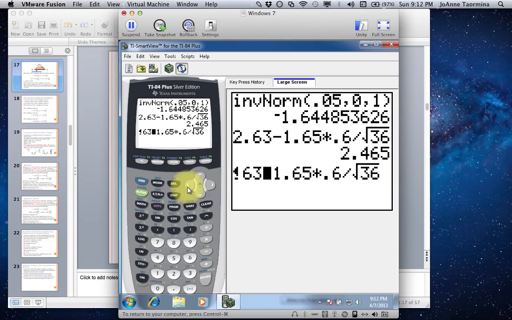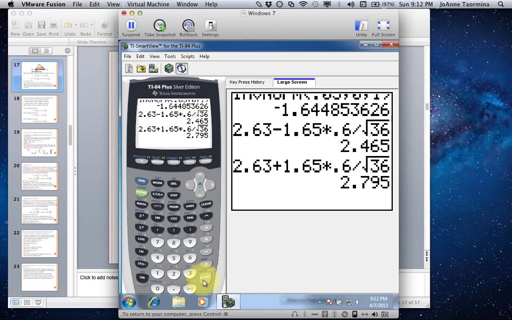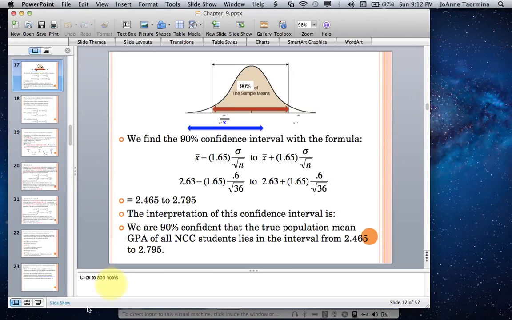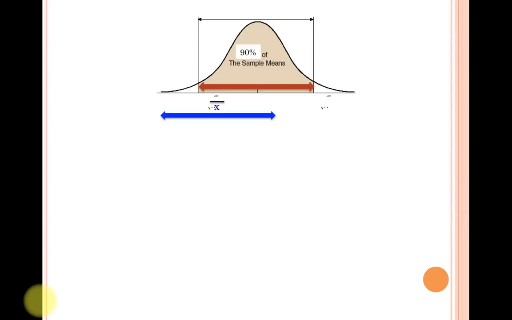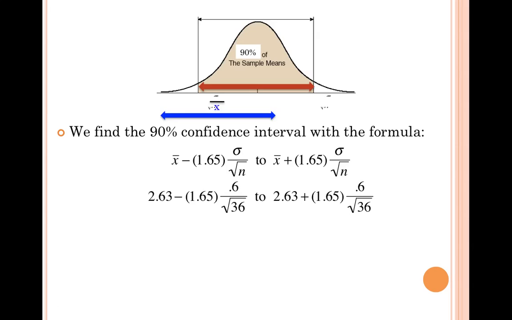Scroll over and change that minus to a plus. And then 2.795 on the right, or the upper entry. So that's how we arrive at our confidence interval. So we have to remember this formula. X bar minus 1.65 times sigma divided by the square root of n to X bar plus 1.65 times sigma divided by the square root of n. That is the formula for a 90% confidence interval.